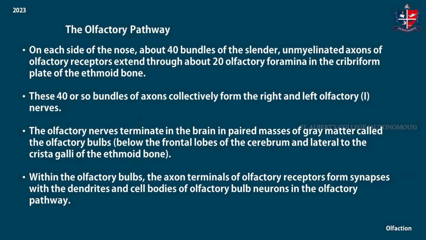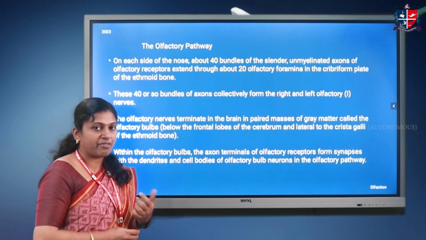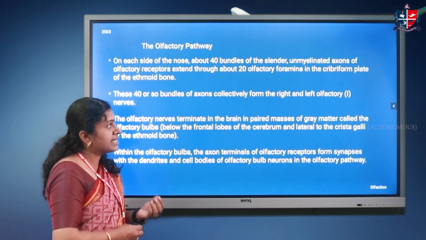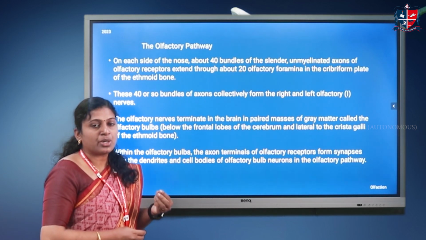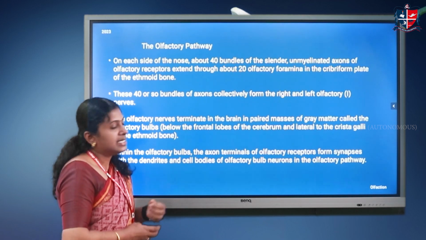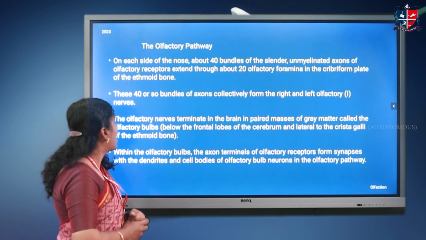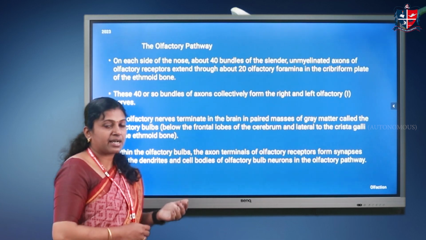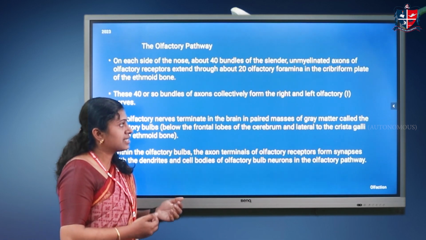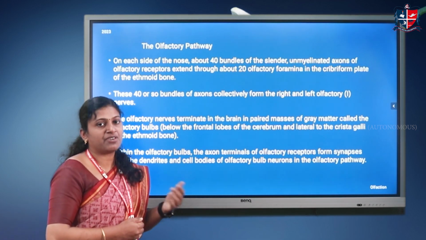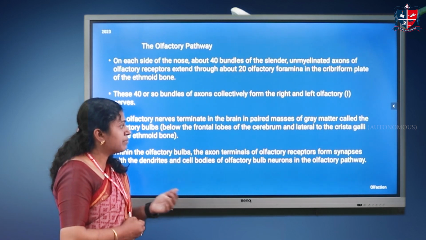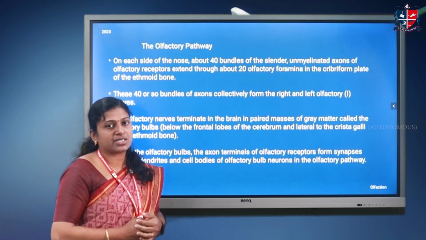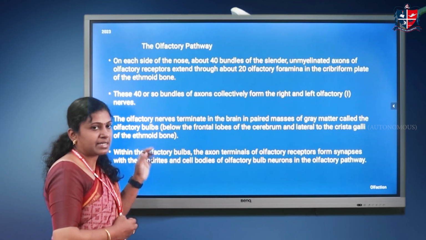Coming to the olfactory pathway, on each side of our nose there are around 40 bundles of slender, unmyelinated axons of olfactory receptors, and they extend through around 20 foramina in the cribriform plate of the ethmoid bone. These 40 or so bundles, collectively, are called the right and left olfactory nerve, or the first cranial nerve. These olfactory nerves terminate in the brain in paired masses of grey matter called the olfactory bulbs.